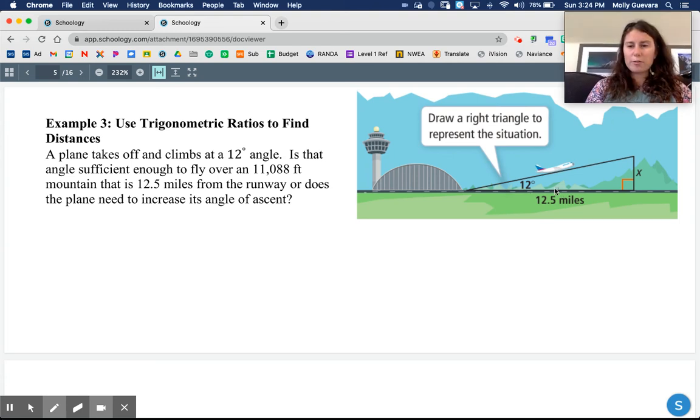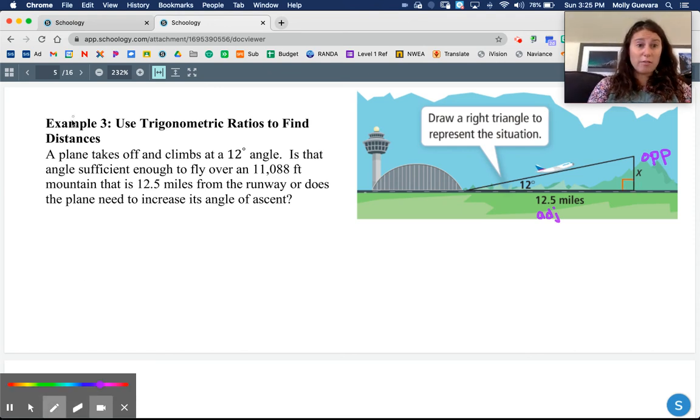So I need to look at what information I'm given. I have a right triangle. If I go across, right, this is what I'm trying to find. What's the height of the plane at this point? Is it going to hit the mountain? X to the 12 is opposite because it's across. So I know that this is opposite. And then the 12.5 to the 12 is adjacent. It's not the hypotenuse because the hypotenuse is always across from the right angle, right? So I'm given opposite and adjacent. And so I then want to solve.